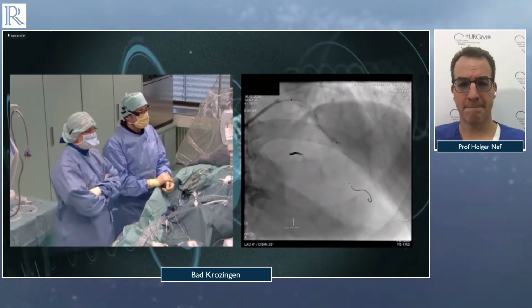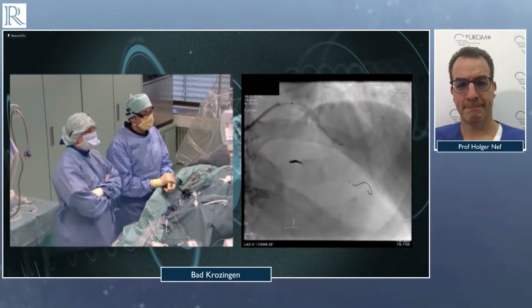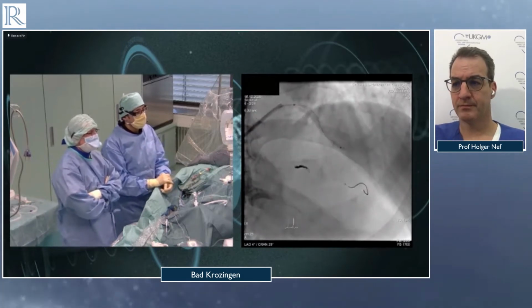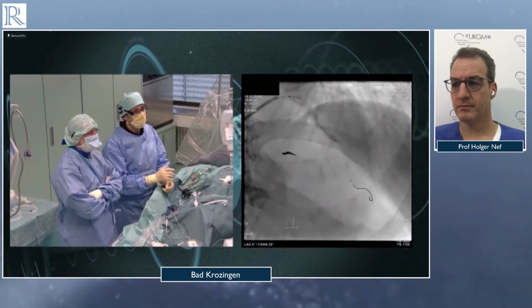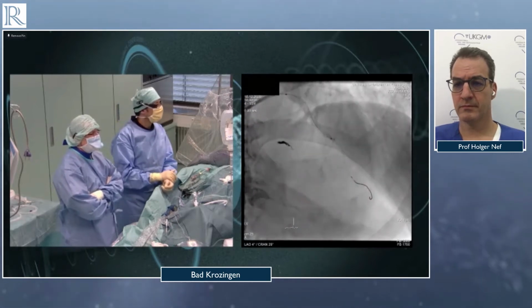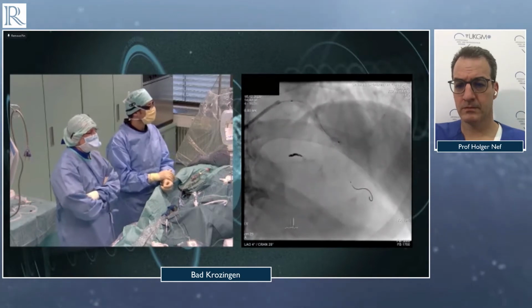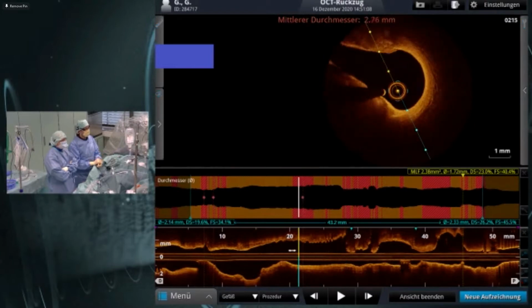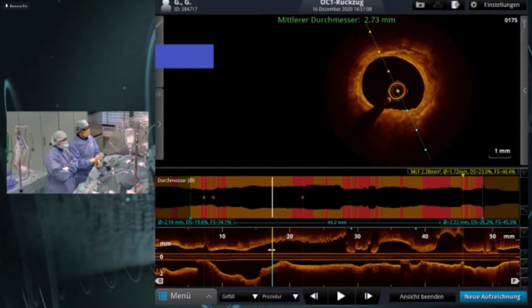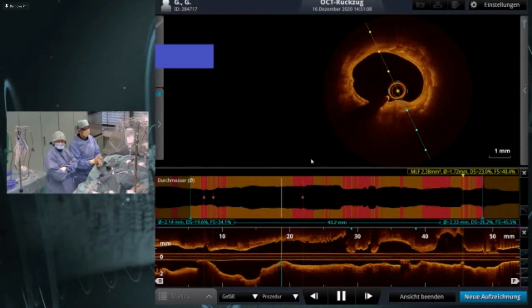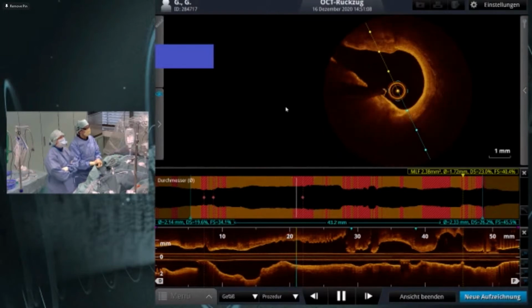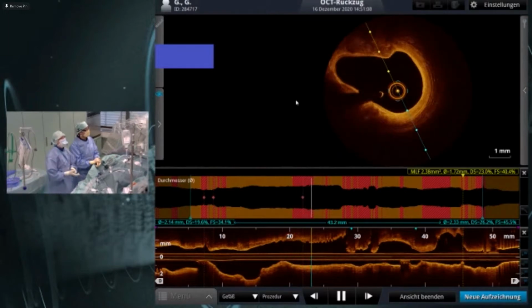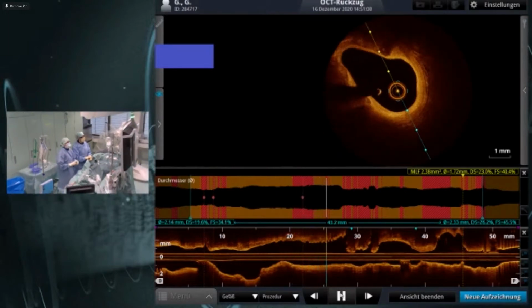So, and probably we can show the OCT pullback. And we will show the pullback to you now. Can we have the OCT, please, Sarah? Thank you. So Dr. Löffelhardt will go to the distal part where we started and then we just go with the OCT. Can you go back? Also einfach durchlaufen lassen vom proximal. Okay, so this is about in the mid part of the LAD proximal part, and now we go back.